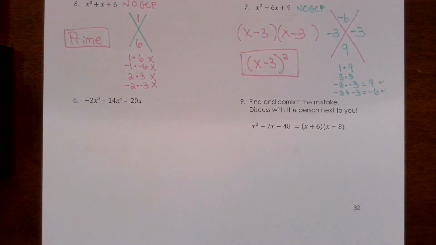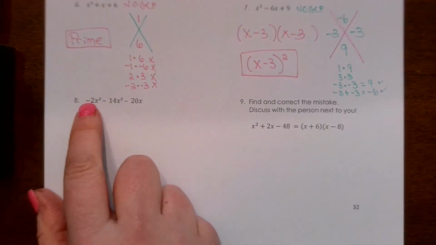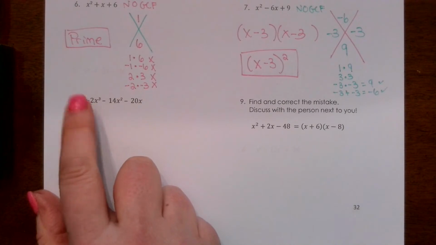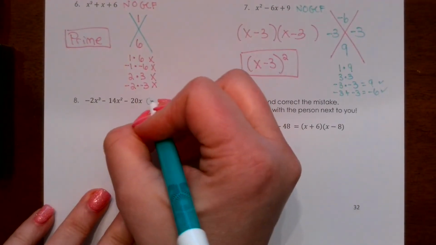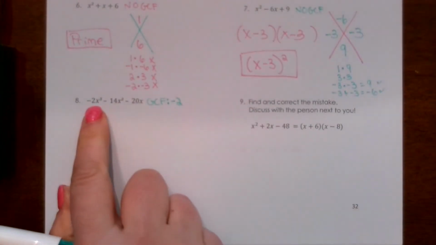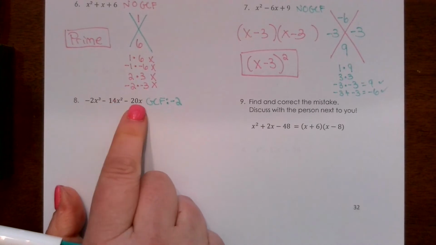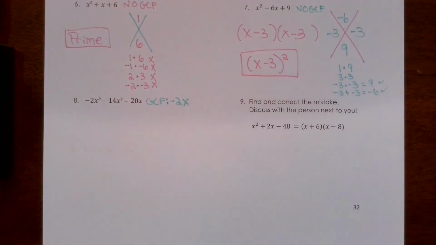Alrighty, let's take a look at number 8. I see a common factor. I see that I can take a negative 2 out. Remember, I don't want to have that negative 1. So I'm going to have a GCF, and I'm going to take a negative 2 out. I also see that there's an x, x, and x. X is the biggest exponent, so I'm going to take 1x out.